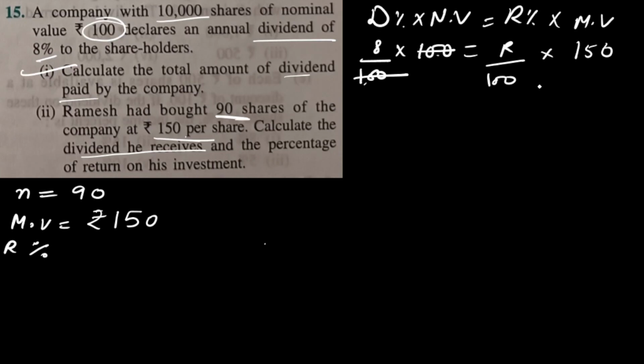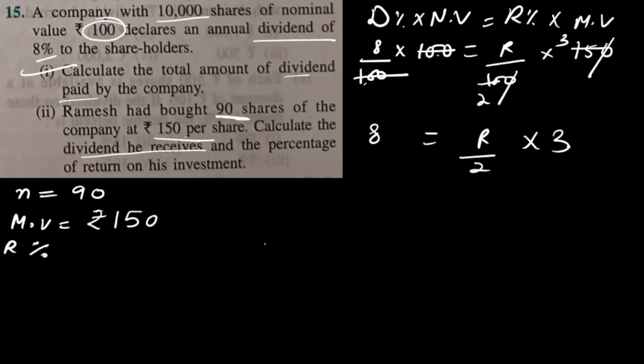So this 100 and 100 will get cancelled here. 10 will get cancelled with 10, and we can do cancellation also on 5's table. 5 into 3, 5 into 2. Now what we are left with: 8 is equals to R by 2 into 3.